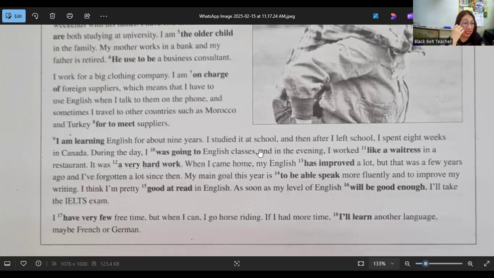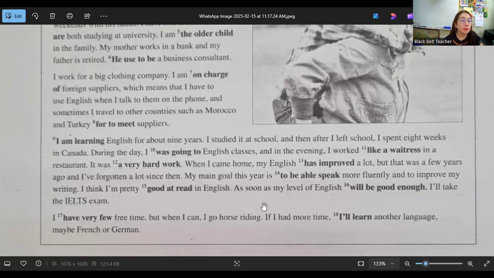I studied at school, and then after I left school, I spent 8 weeks in Canada. During the day, I went to English classes, and in the evening, I worked as a waitress in a restaurant. It was very hard work. Good. When I came home, my English has improved. Isso, when I came home é recorte temporal, então não é present perfect, é simple past. Okay. My English improved a lot.